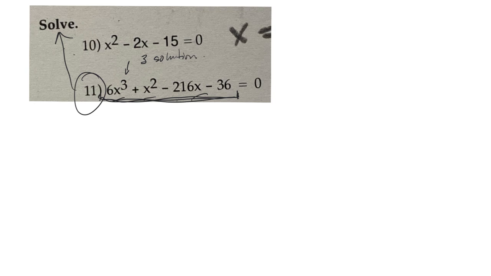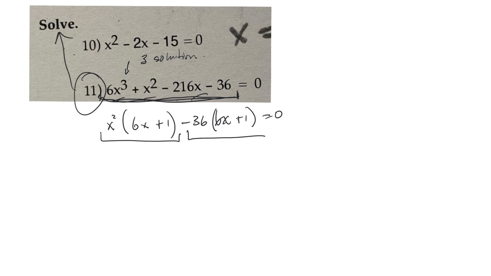group factoring. So you can factor an x squared out of the first, you're left with x squared plus 1, or 6x plus 1. The next one you can factor out a negative 36, and that leaves you with 6x plus 1 equals 0. And then look at this term and this term, they both share 6x plus 1, so I can put that up the front. Then I have x squared minus 36 equals 0.